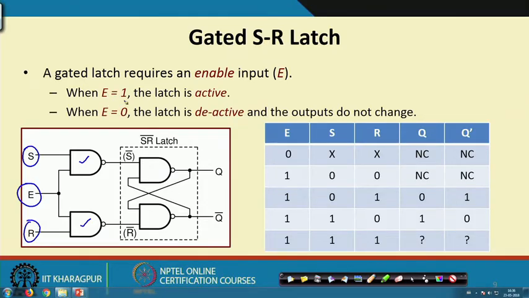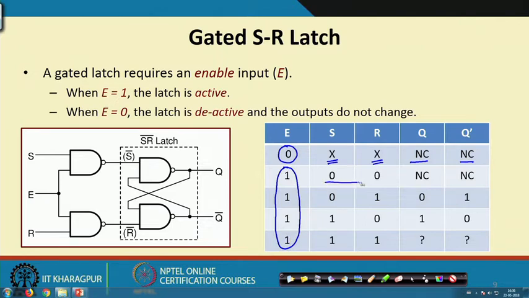We say when E equals 1, the latch is active; when E equals 0, the latch is not active. So now this state table will look like this. When E equals 0, irrespective of what you are applying in S and R, there will be no change; NC means no change. The next 4 rows indicate when the latch is active, E is 1. When S is 0 and R is 0, just like previous, it remains no change. 0 1 will cause the output to become 0, 1 0 will cause the output to be 1, and 1 1 is an invalid combination.